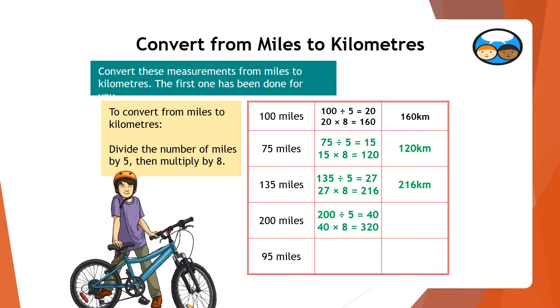200 miles divided by 5 is 40. So 200 divided by 10 is 20, and double 20 we get 40. 40 times 8 is 320. And to work that one out quickly, we can just ignore the 0 in 40. 4 times 8 is 32. And remember to put our 0 back on.